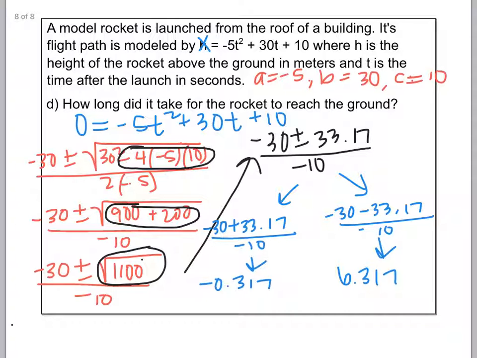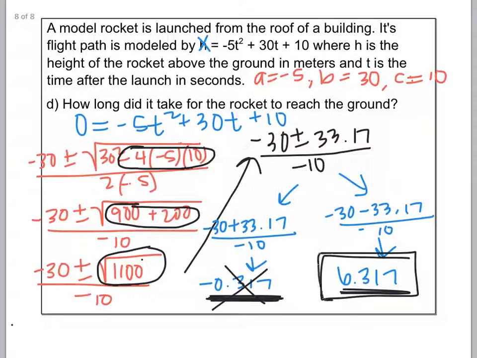So here I'm showing 2 answers, but I have to remember I'm talking about an actual scenario here where a rocket's in the air. So it's saying that one solution could be that the time this happened at was negative 0.317 seconds, and the other time it happened was at 6.317 seconds. But if I'm talking about time, it can't be negative. So the negative 0.317 I'm going to cross out. The only real solution here is the 6.317 seconds.